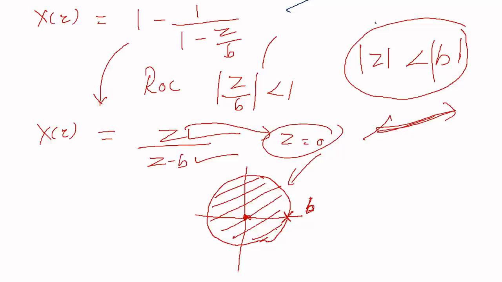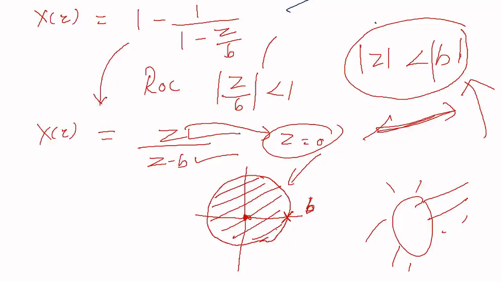Why? I have to satisfy this one. So the region of convergence in the last problem was outside the circle, right? It was outside the circle, but in this case it's inside the circle. So what I can conclude is that for the anti-causal sequence, the region of convergence is inside the circle. And the circle's information will be provided by the location of the poles.